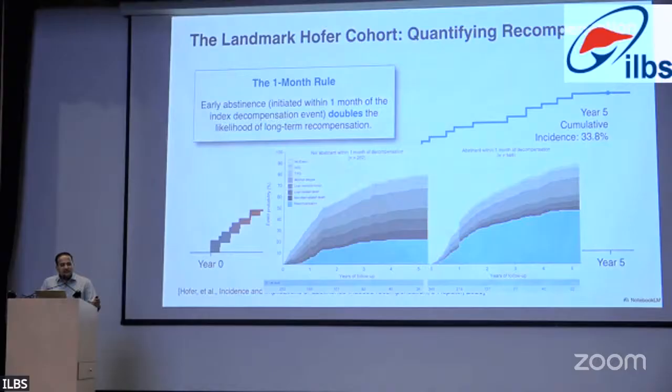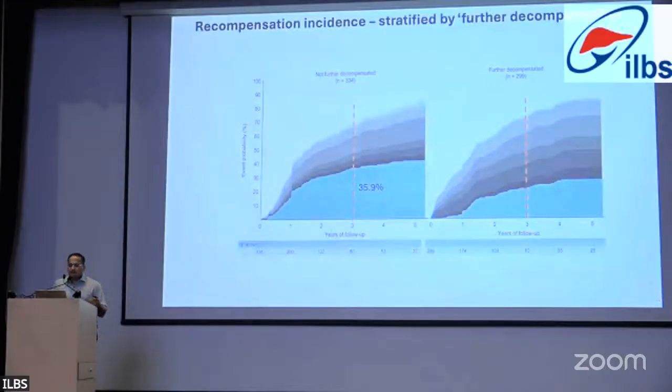And the 1 month rule: early abstinence initiated within 1 month of the index decompensation event doubles the likelihood of long-term compensation, as you can see here. So once the patient becomes a decompensated liver disease patient, early de-addiction, early abstinence is the key for the long-term outcome.